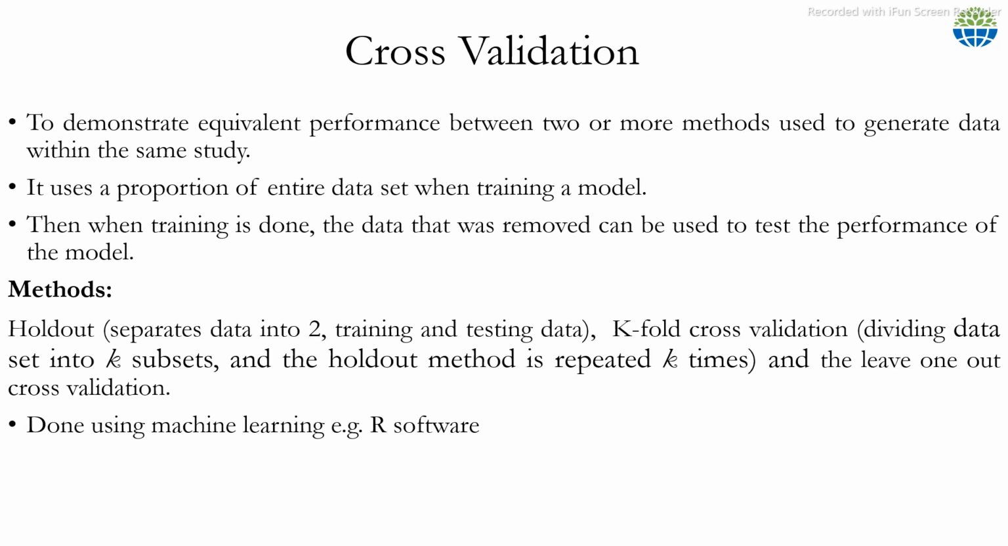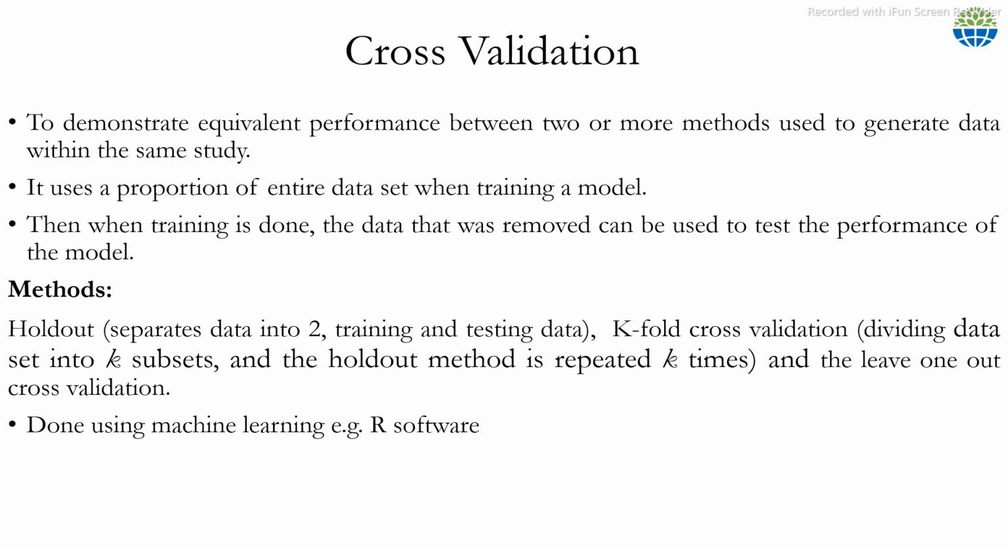Cross validation is also one, meaning to demonstrate equivalent performance between two or more methods. It uses a proportion of the entire data set when training a model. When training is done, we compare with the training data, which is standard data, the learned data. The data that has been removed can be used to test the performance of that model. Methods include the hold out method, k-fold cross validation, and the k subset method.